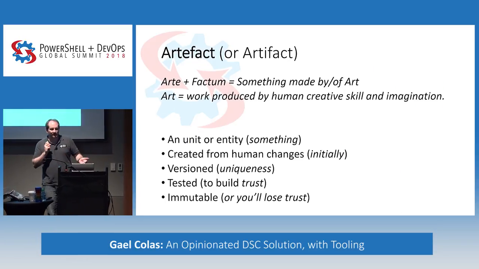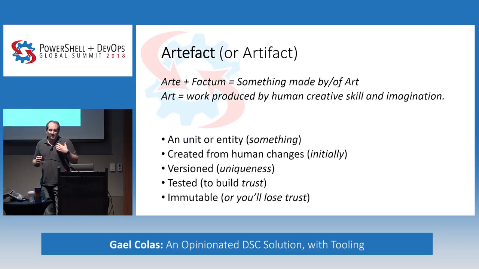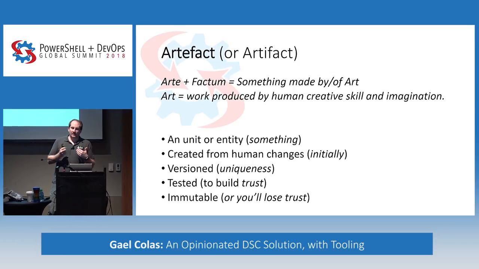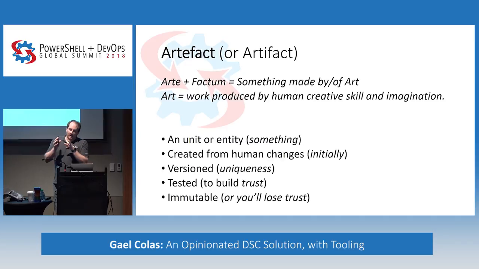Right now, what's an artifact? It's something made by art. It's beautiful, right? It's a work produced by human creative skills and imagination. The idea is it's a unit or entity. It's something you can manipulate. It's just a representation of something. And then it's created from human change, and it's versioned, so it's unique.